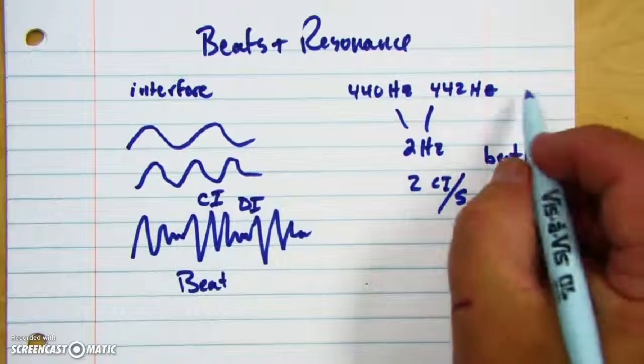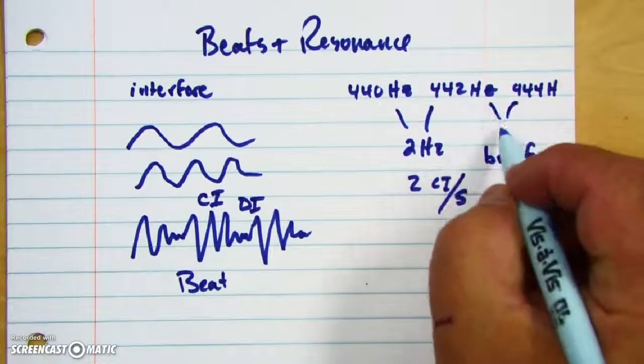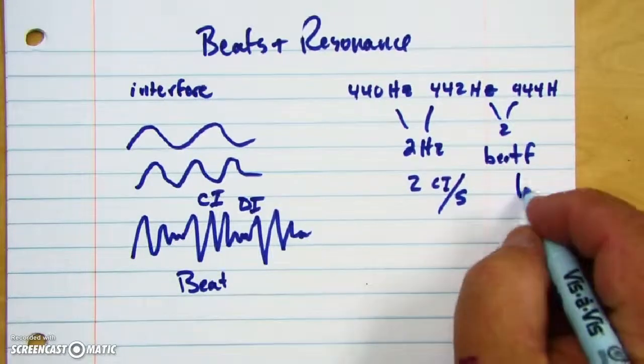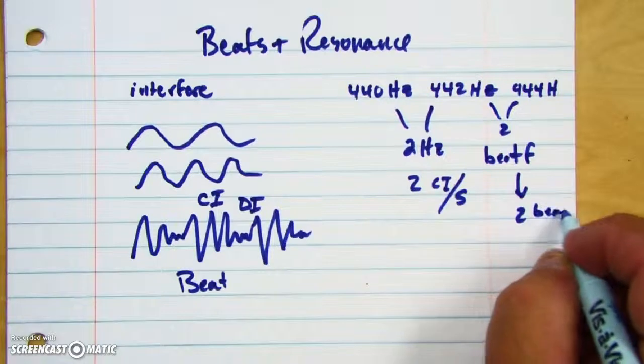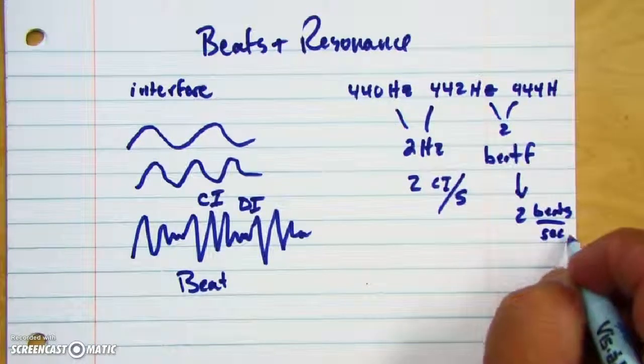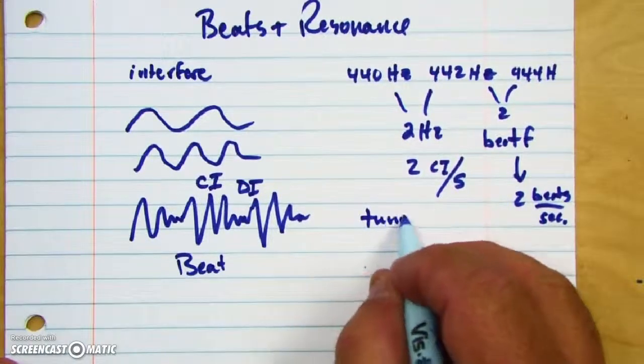If I had 444 hertz, it also has a difference of 2. So the beat frequency is still going to be 2 beats per second. So this is the up and down sound. This is primarily used in tuning instruments.